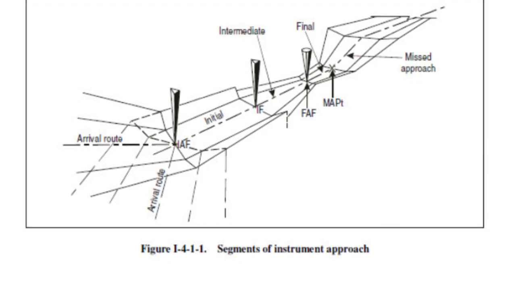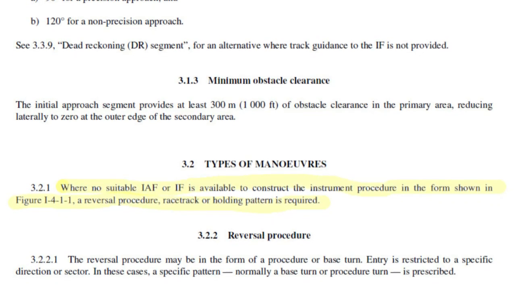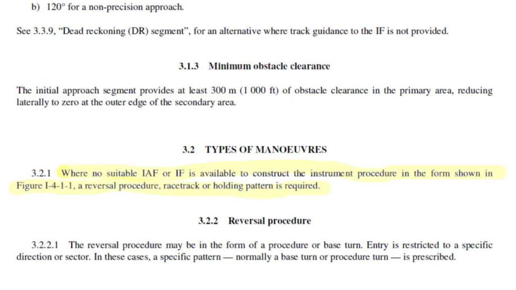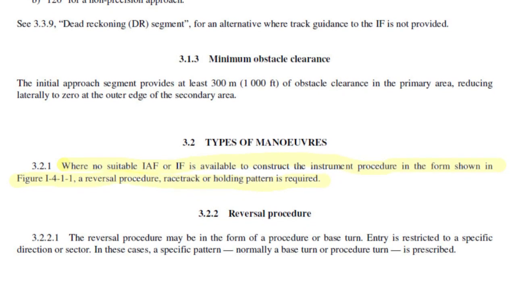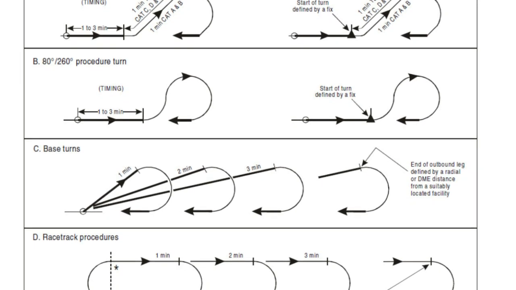Okay, if we go on in the description of Doc 8168, we can find how the initial approach segment should be calculated, and the intermediate approach segment, where it clearly says that if this picture 1411 could not be respected, then a reversal procedure would be provided. So the first thing I would like to underline is that reversal procedures are alternative procedures in case a normal procedure could not be designed. And then we get the description of reversal procedures that a pilot should be able to fly, okay?